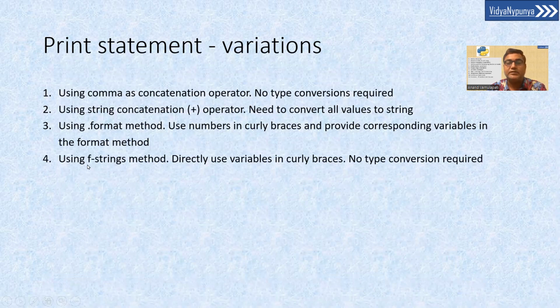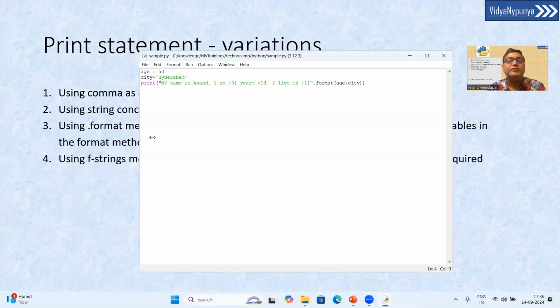There is an f-strings method, right? That is another variation of the Python print statement. You can directly use the variable names. Here you don't have to use the numbers. You just directly use the variable names in curly braces, and there is no type conversion required. Let us see how to do this.